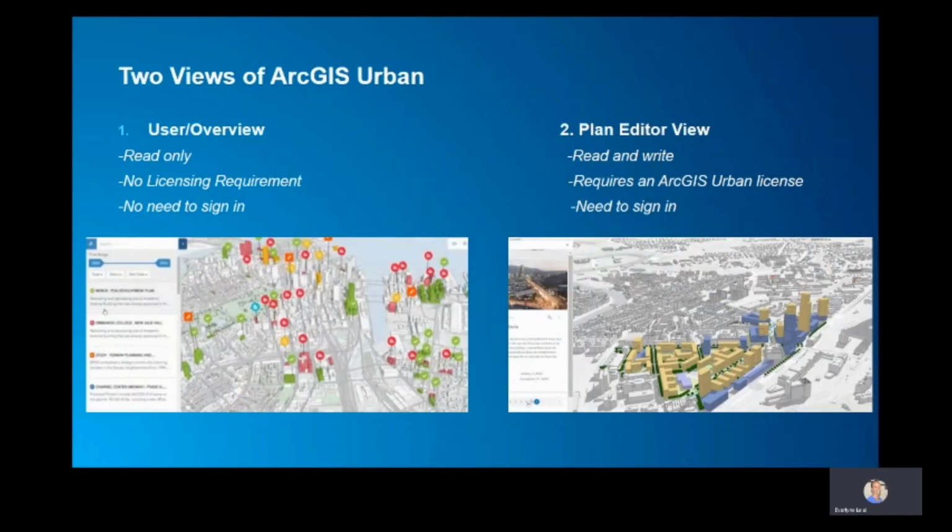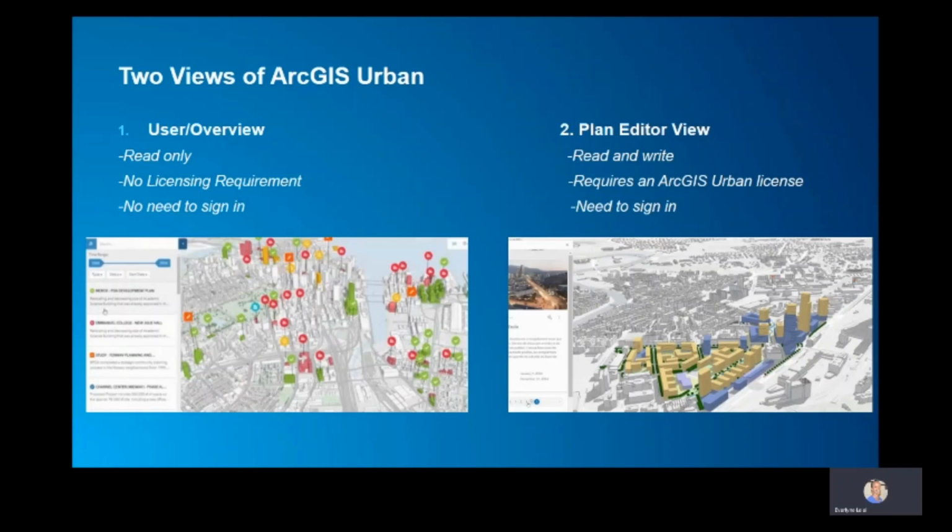Urban comes in two main views. The first view is what we call the user view or the overview. The user view or the overview is a read-only view. For you to be able to utilize this, there's no licensing required, and there's also no need to sign in. This is mainly used when you need to engage maybe stakeholders or members of the public to give in their views. They can only see what you've published and then give their comments.